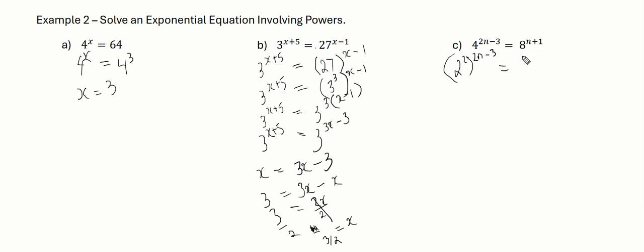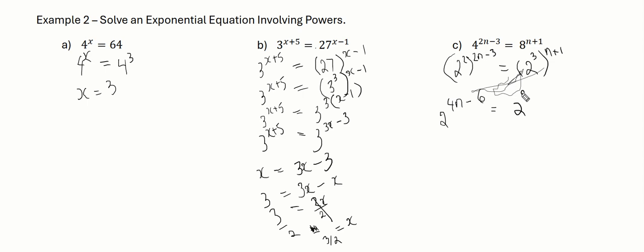And over here, same thing. 2 to the power 3. I know that gives me 8, and n plus 1 here. And now what you do is you distribute this here, you distribute that, so it'll be 2 to the power of 4n minus 6.